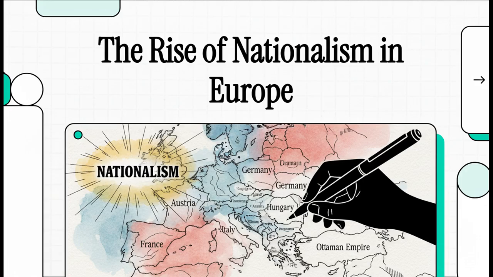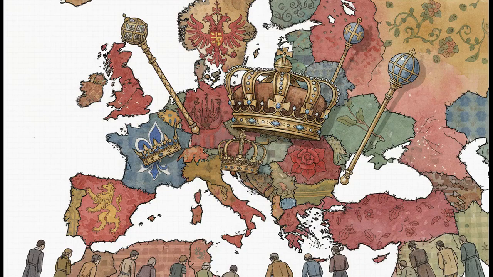we live in now. I want you to try and imagine a world without countries, at least not the way we think of them. For centuries, that was Europe. It was this messy, overlapping patchwork of kingdoms, duchies, and sprawling empires. You weren't Italian or German, nope. You were the subject of a king, or a prince, or an emperor. Your loyalty wasn't to a people or a flag, it was to a person.